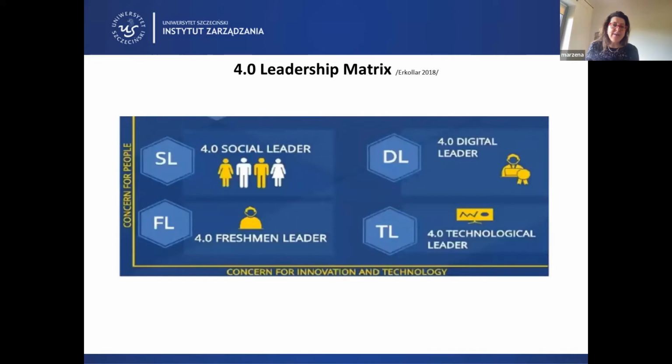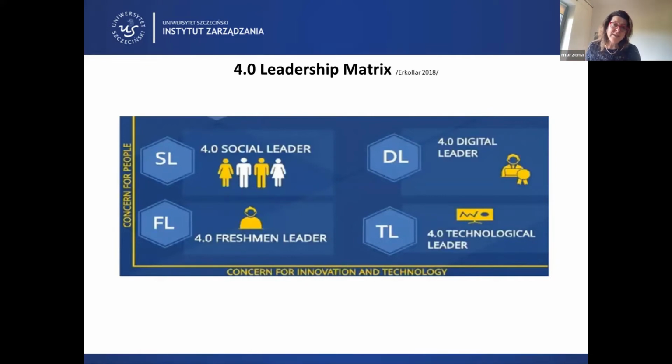Please have a look. We have 4 quadrants, so we have 4 parts as a result. So for example, the 4.0 freshman leader, who is it? This is the manager, the leader, who is focused on very traditional management. So this person has no real orientation for technology, and none for the people either. This is someone who is focused just on, let's say, manufacturing in a very traditional way.